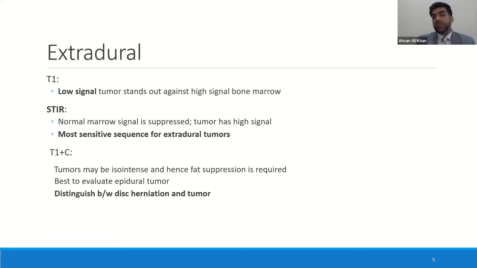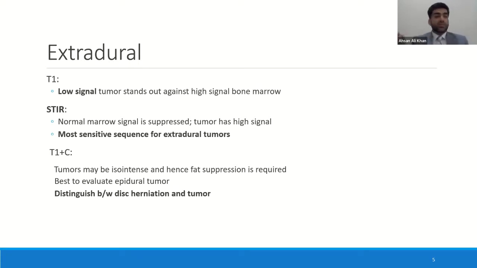And why we need fat suppression, you will see how the bone marrow in the normal vertebra can be very bright, and we have to suppress it in order to see the tumors, right? So the extradural tumors usually are low signal on this. STIR imaging is the most sensitive sequence for the extradural tumors. And on T1 contrast enhanced, they may be isointense. So that's why we need fat suppression, best to evaluate the epidural tumors.